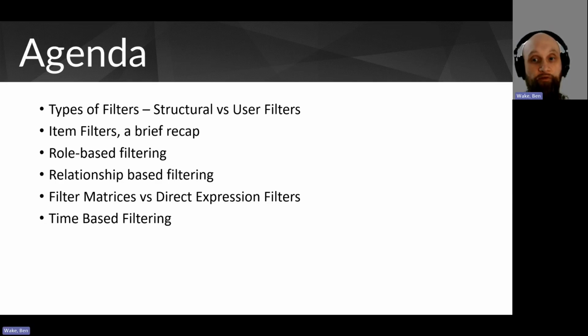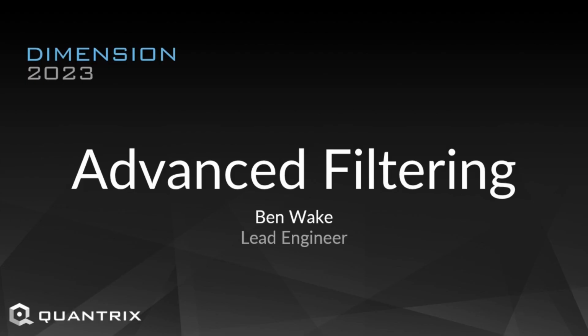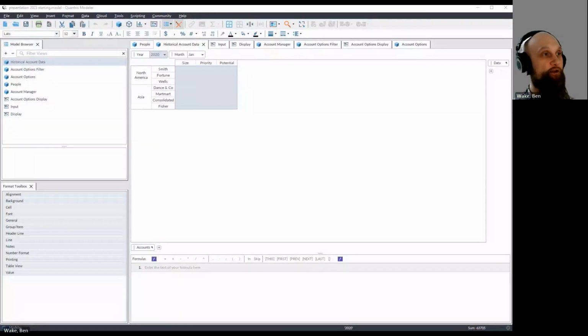So that will then transition me to my last couple of examples, and those will be about time-based filtering, which is always a little bit tricky. And hopefully it will give you some cool ideas about what you can potentially do to get the time-based filtering that you so desperately desire in your model. So I'm more of a hands-on kind of guy, so I'm going to switch over to sharing my Quantrix modeler as I talk about these examples and start walking through stuff.